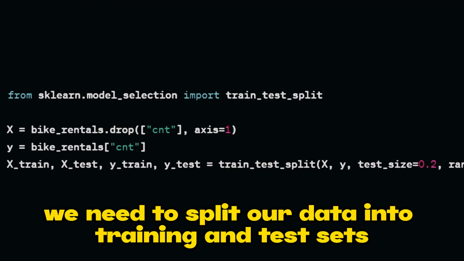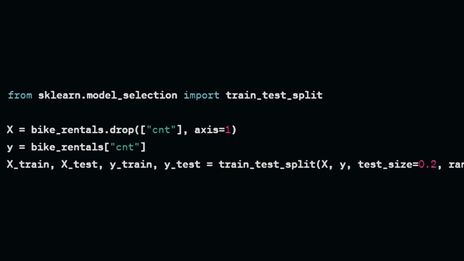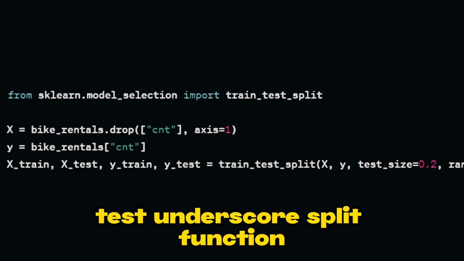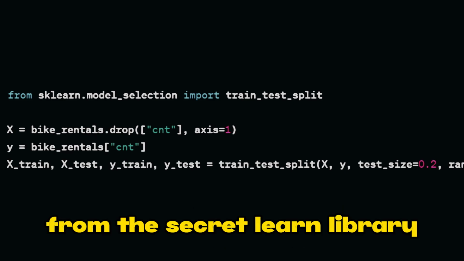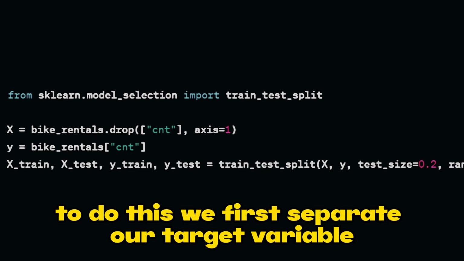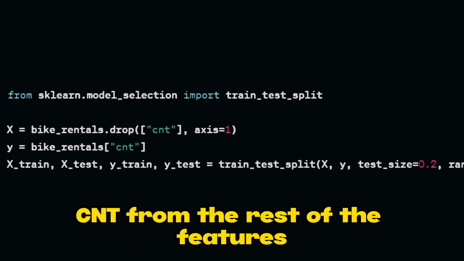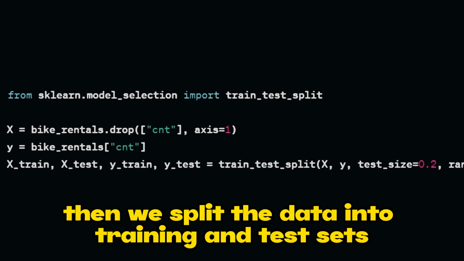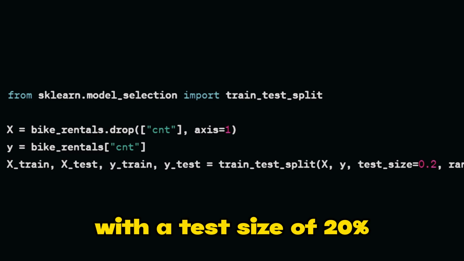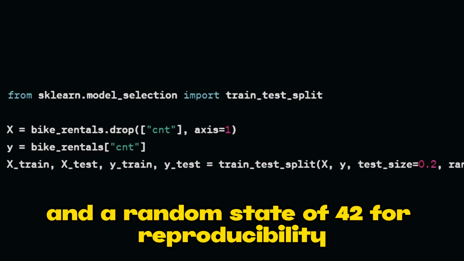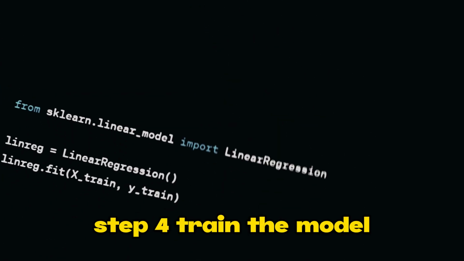Step 3. Split the data next. We need to split our data into training and test sets. We'll be using the train_test_split function from the scikit-learn library to do this. We first separate our target variable, CNT, from the rest of the features. Then we split the data into training and test sets with a test size of 20% and a random state of 42 for reproducibility.